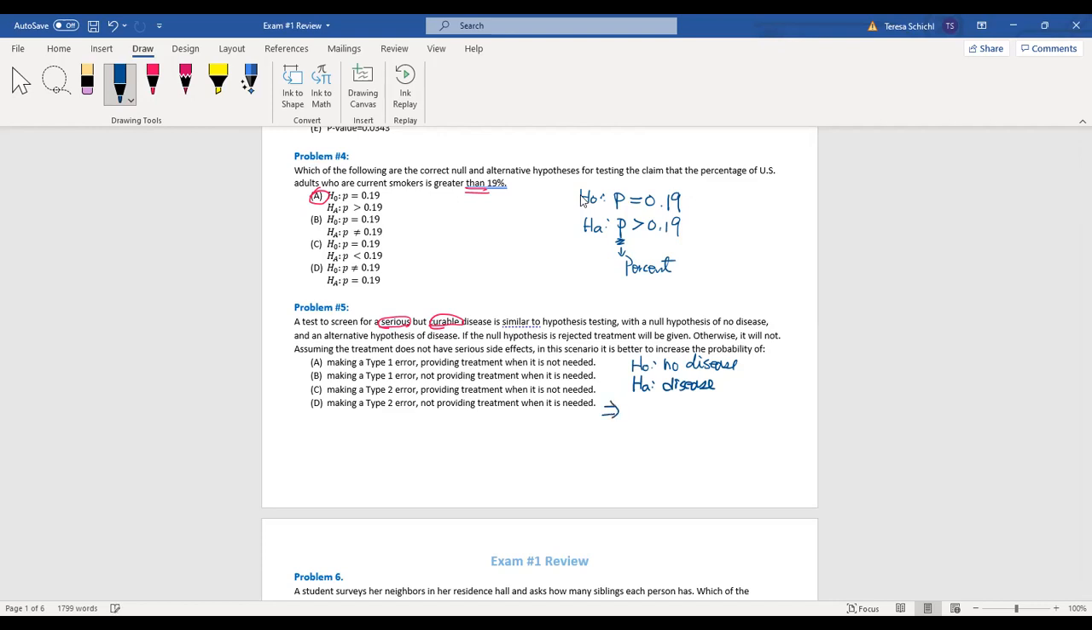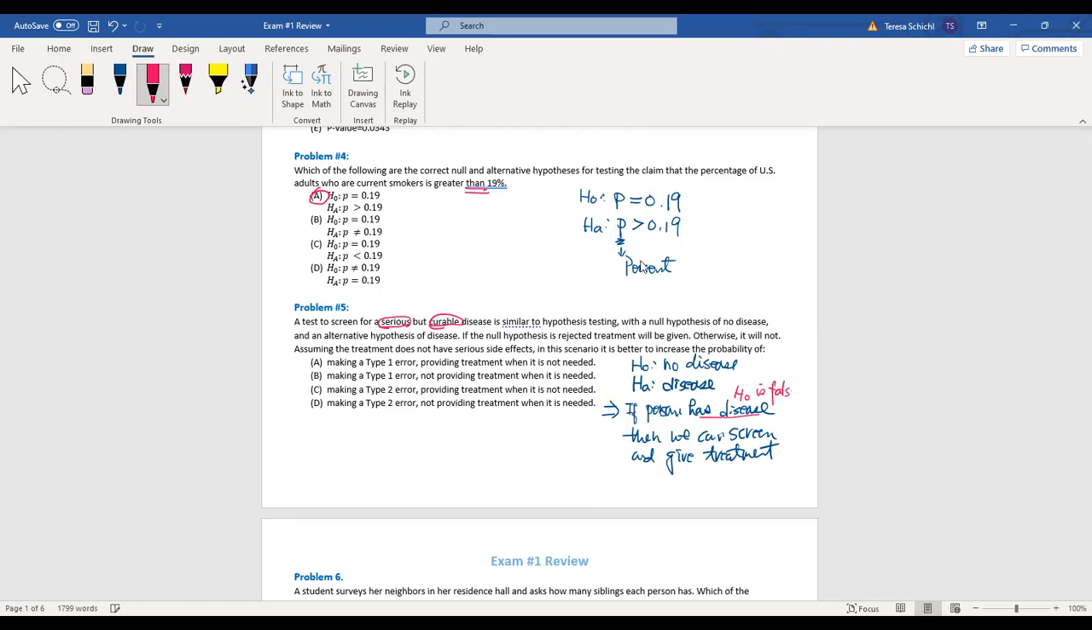So we really want, if the person has the disease, then we want to be able to screen that, and then give the treatment, right? So we want to be able to screen. If the person has the disease, what is this? This is H0 is false, right?